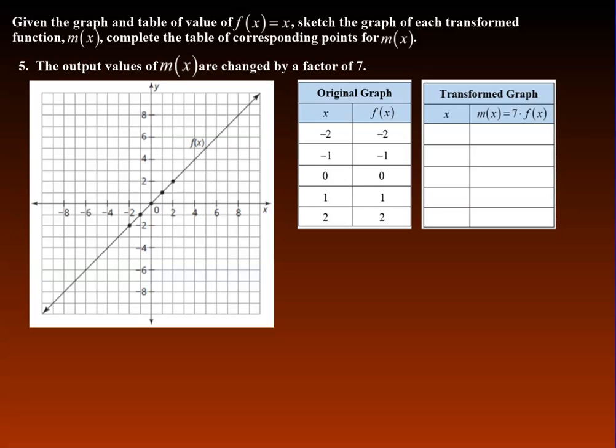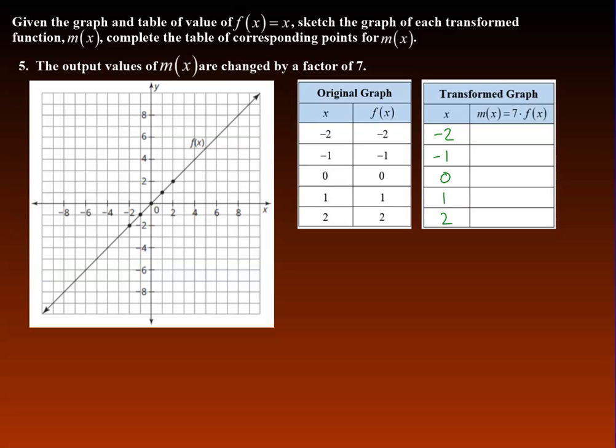When we talk about factors of a number, we're talking about multiplication. So if you look in our table here, instead of plus and minus, we now have multiplication. So we have m of x equals 7 times f of x. But again, it only affects the f of x, it's not affecting the x. So my x values stay the same: -2, -1, 0, 1, and 2.